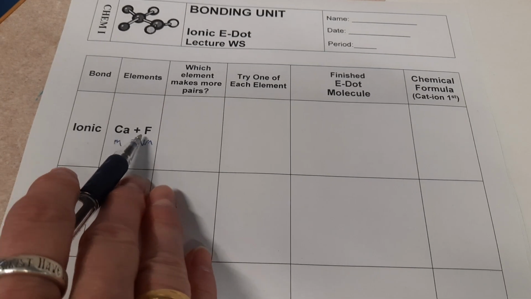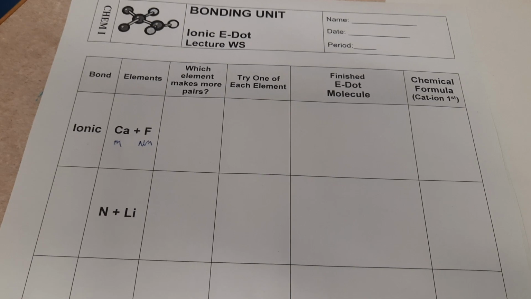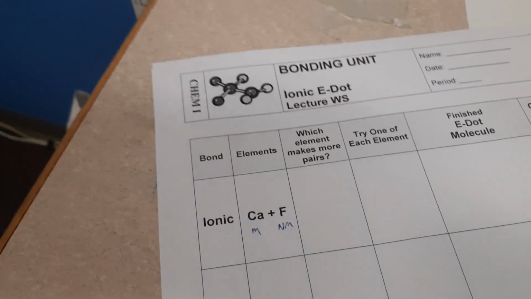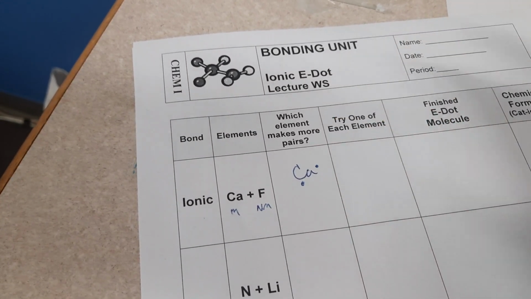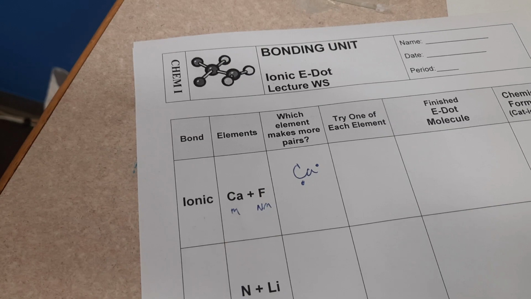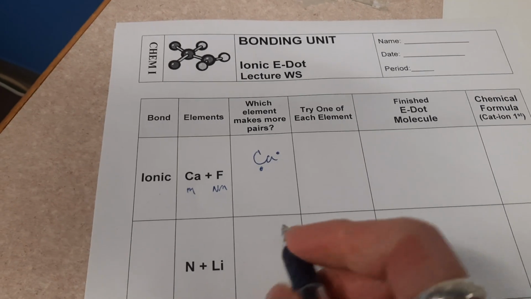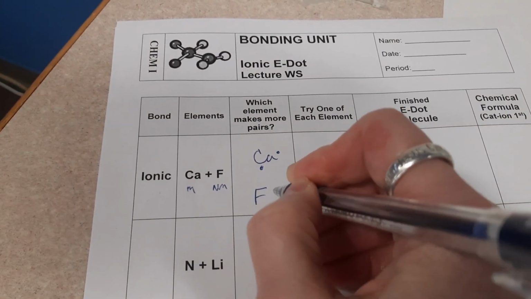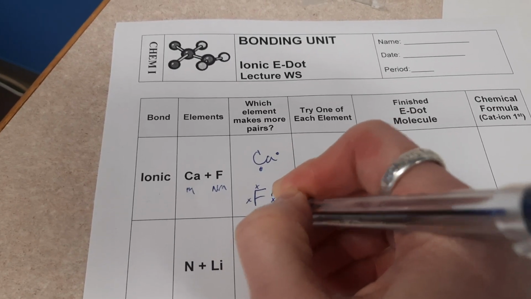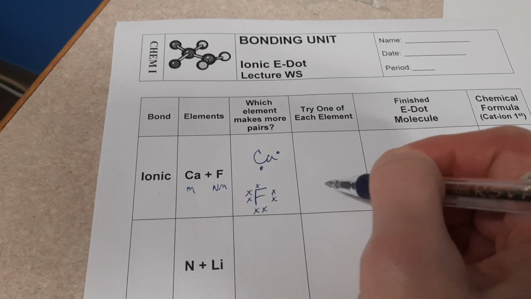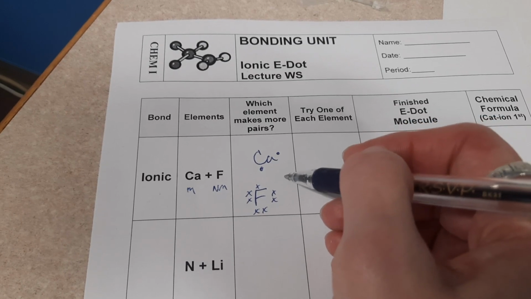So we're going to look at these two on the periodic table, and we see that calcium is in column 2A. Column 2A would then make two single dots. Okay? Fluorine is in column 7A, so fluorine would get 1, 2, 3, 4, 5, 6, 7. I'm going to use X's because I want to be able to distinguish between calcium and fluorine's dots or electrons.